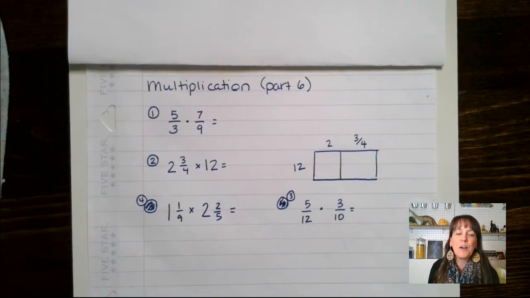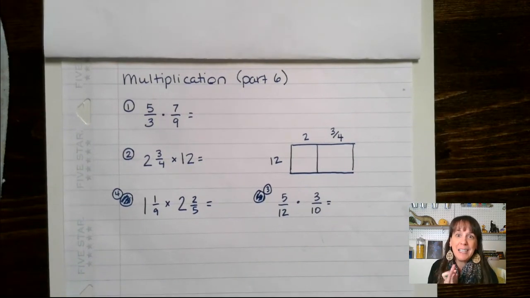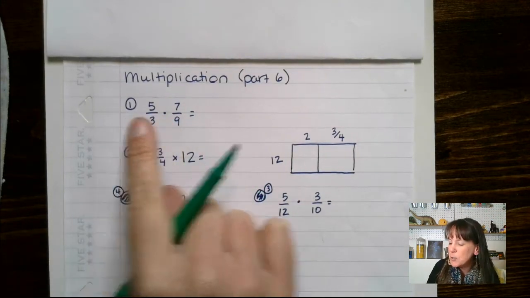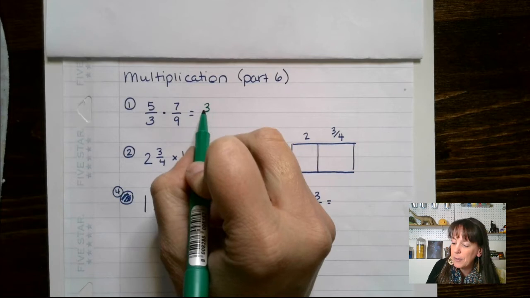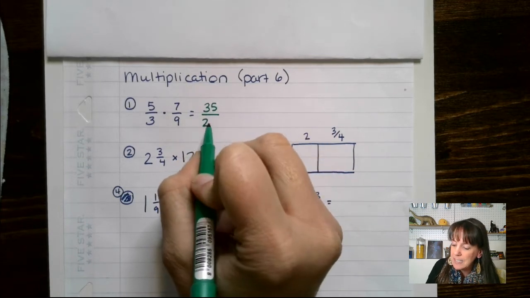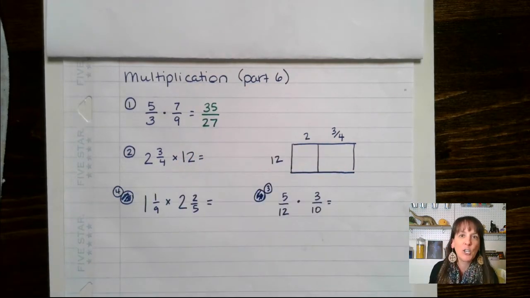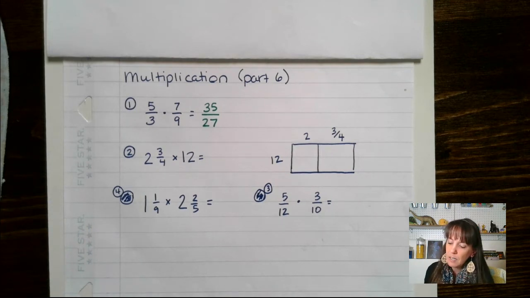All right, friends, let's go on to multiplication, because in multiplication, you do not have to have a common denominator. Way easier, way easier. So when we multiply, straight across the top, straight across the bottom. 35 over 27, kablam, that's it, you're done. You do always want to double check, can I reduce that? No, we are good to go. So, excellent. Now, let's talk about number 2 here.